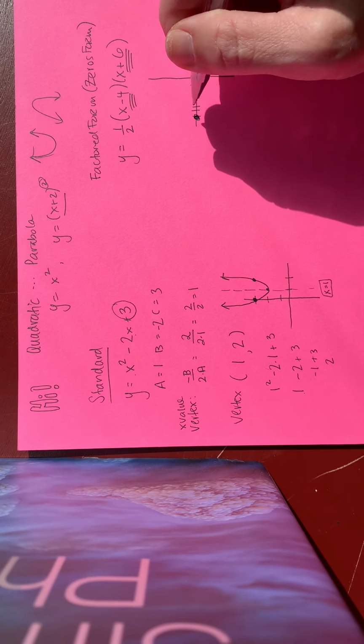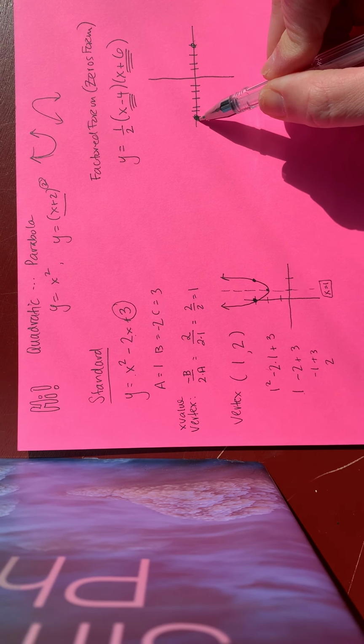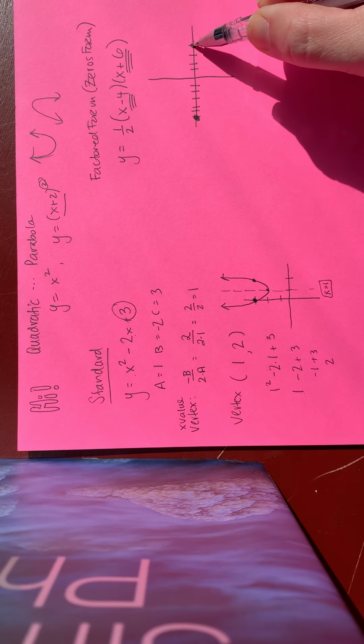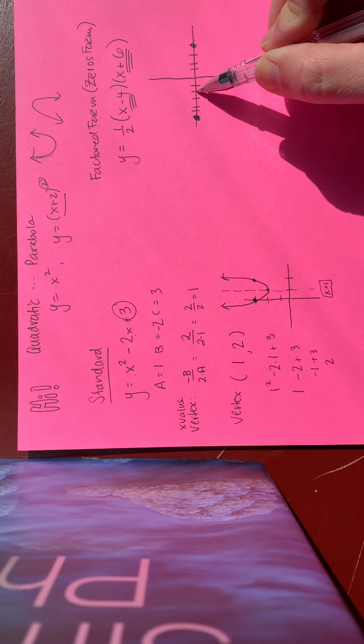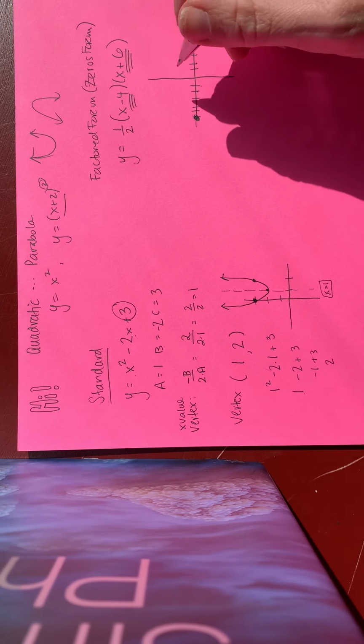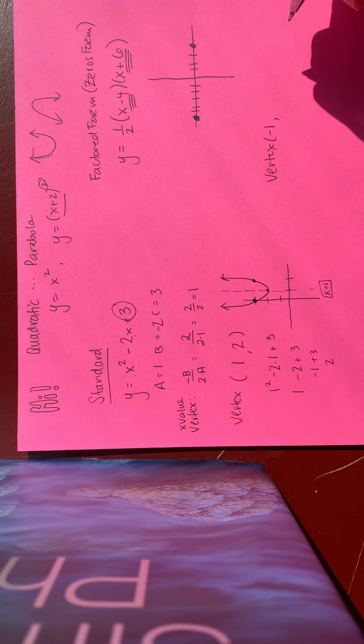To find the vertex, we need to find the x value that's halfway in between these two. So I can count in with my fingers. Or I can go, okay, 1, 2, 3, 4 in, 1, 2, 3, 4 in, and then one more from each side is going to get me here. So the x value of my vertex is going to be at -1.